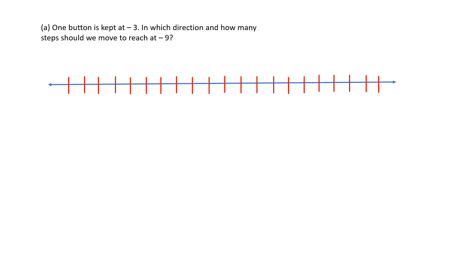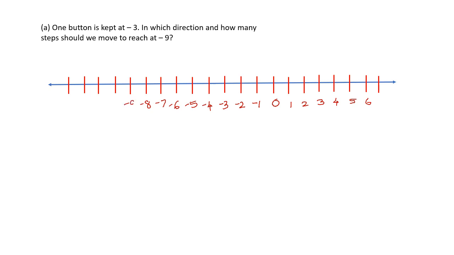One button is kept at -3. So I'm going to put somewhere here, I'll put this as 0. I told you there is no need to, it is continuous. There is no need to put 0 anywhere in the middle. Somewhere you can put 0. So putting here 0, 1, 2, 3, 4, 5, 6. And this side it is -1, -2, -3, -4, -5, etc. So the question is how many steps should it move to reach -9?